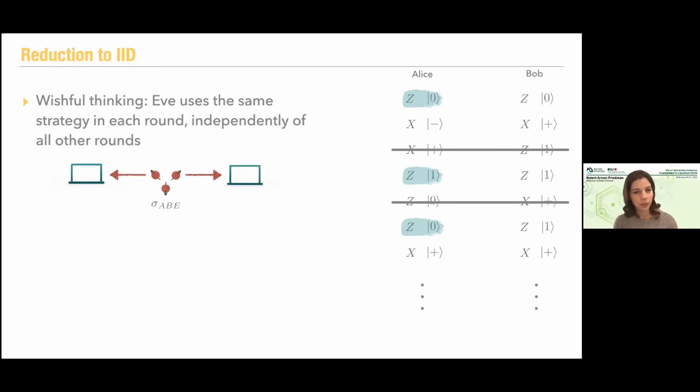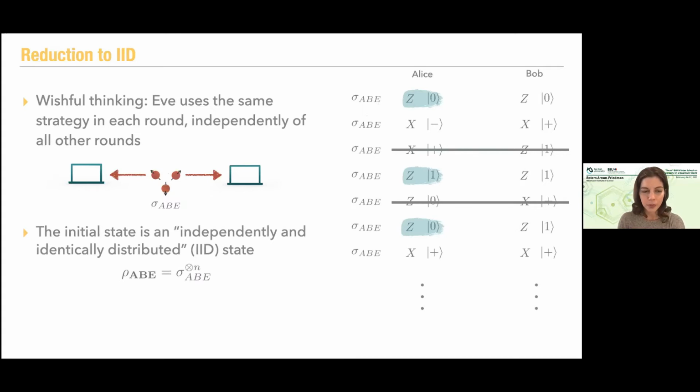So, as a bit of wishful thinking, to understand what's going on, let's start from the most basic restrictive scenario. Let's assume that Eve uses the same strategy in each round, independently of all other rounds. For a single round, she prepares a tripartite state, sigma_ABE. She gives A and B to Alice and Bob, and she keeps E for herself. She does the same thing in each round: she distributes this state, Alice and Bob make their measurements, and she keeps the marginal on E to herself.